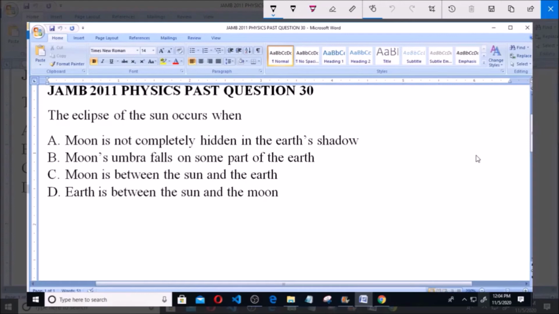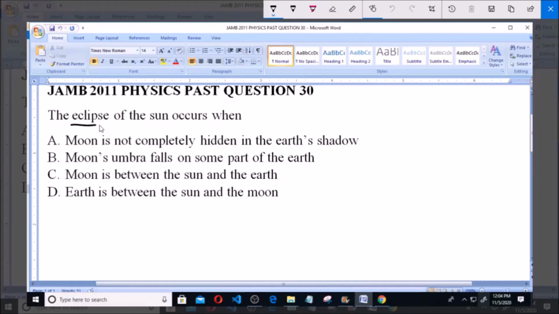The eclipse of the sun occurs when A. Moon is not completely hidden in the Earth's shadow, B. Moon's umbra falls on some parts of the Earth, C. Moon is between the sun and the Earth, D. Earth is between the sun and the moon.